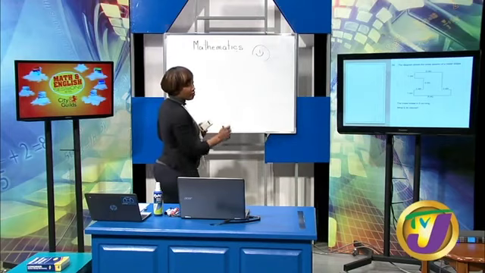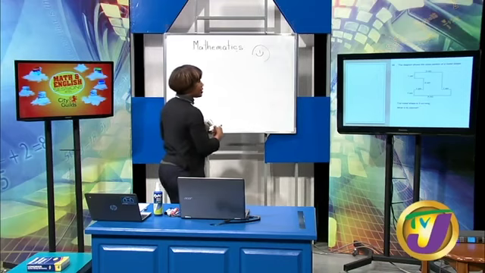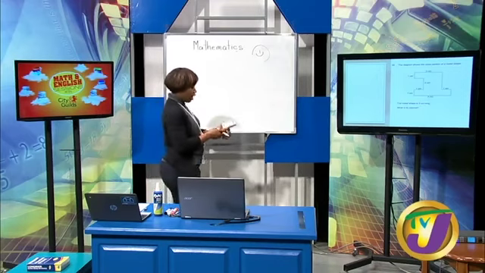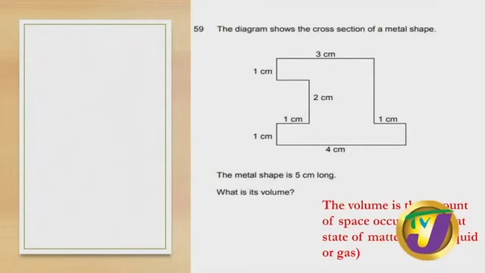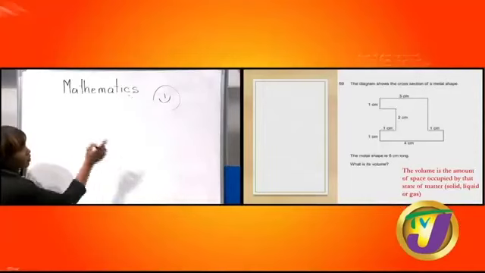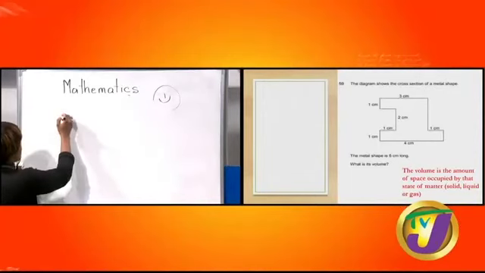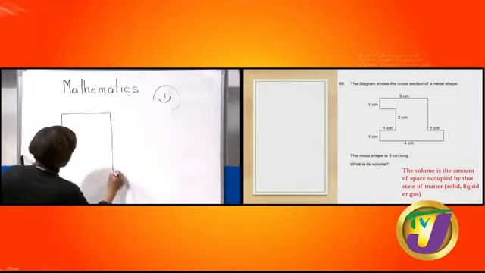It gave you some other information. It says the metal shape is 5 centimeters long. When you're looking at volume, what is important here? Volume uses 3 dimensions. It is the amount of space something occupies. So for the volume of this shape, we need to find out the area of the base. All right, so let's quickly put it on the board.